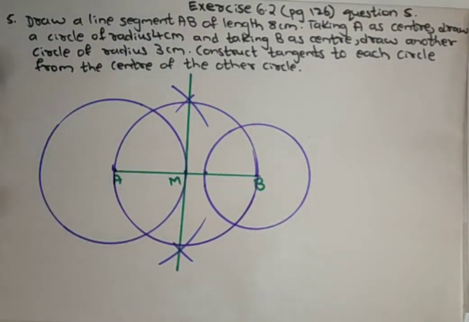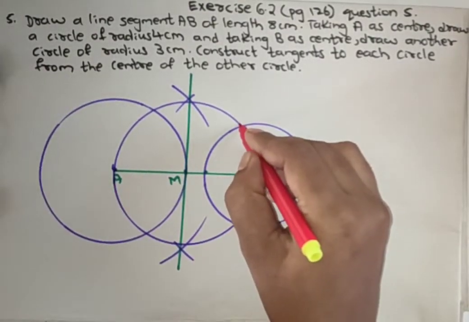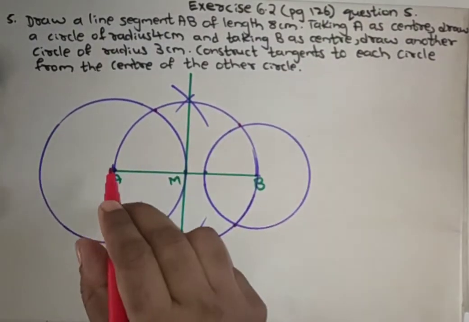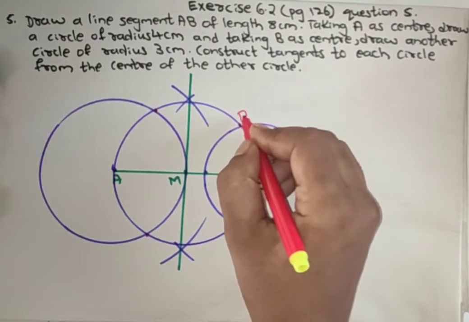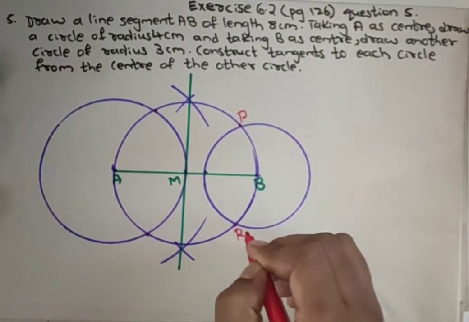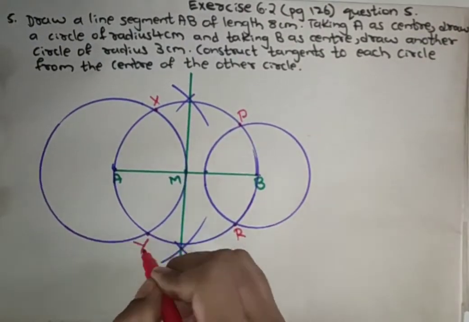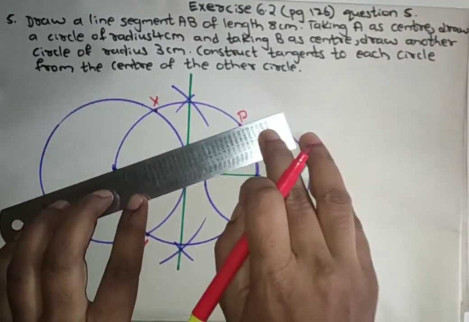Now we are getting intersection points. See, these two points and these two points. From point A we have to join these. You can name them P, R, here X, Y. So now joining the points.